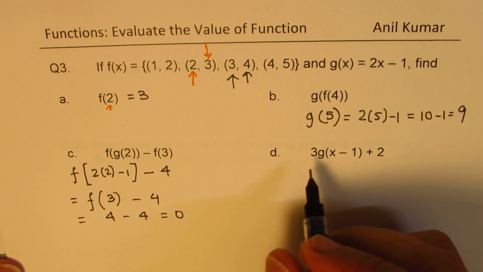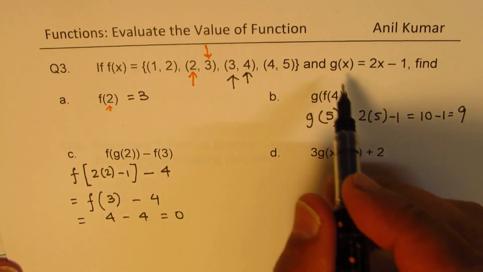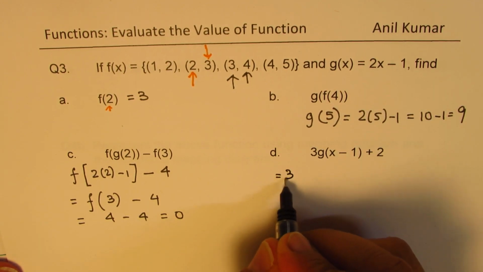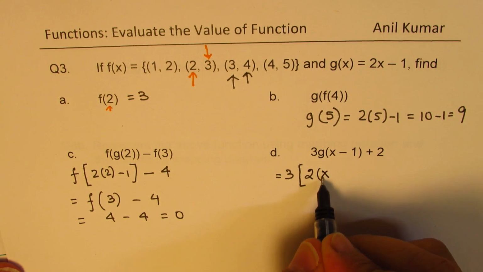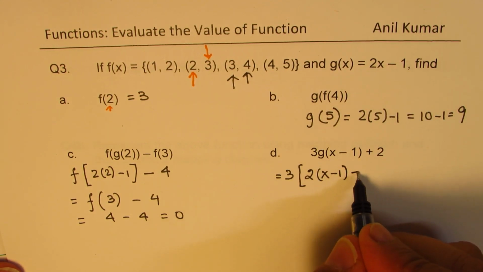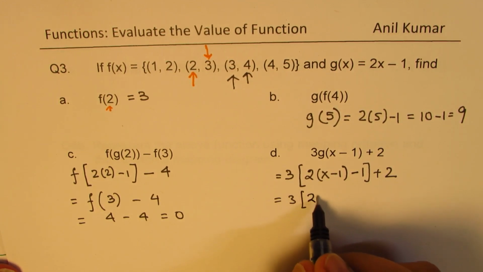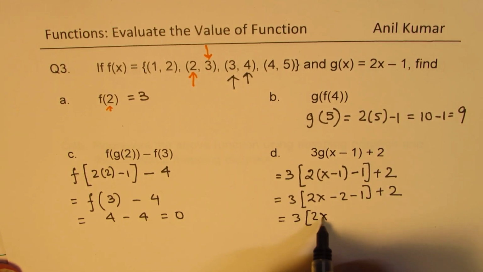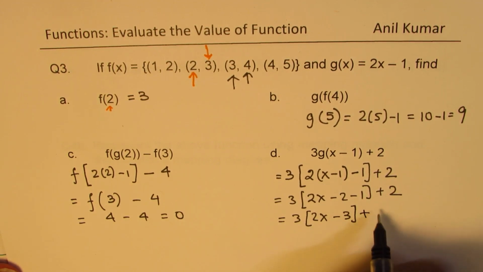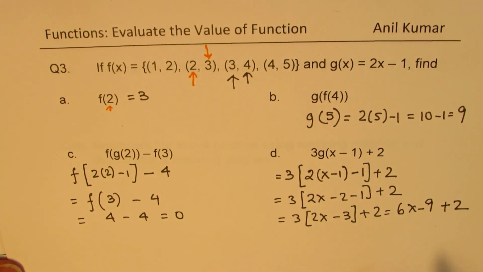Part D is 3 times g of x minus 1 plus 2. So we need to substitute as we did last time. So just substitute here. So we get this as equal to 3 times, so let's put square brackets. Instead of x, we'll write x minus 1, right? And then we'll write this minus 1 as such plus 2. So that gives you 3 times, so open this bracket. So we get 2x minus 2 minus 1 plus 2, which is 3 times 2x minus 3 plus 2, which is 6x minus 9 plus 2. Right? So 6x minus 9 plus 2 is 6x minus 7.